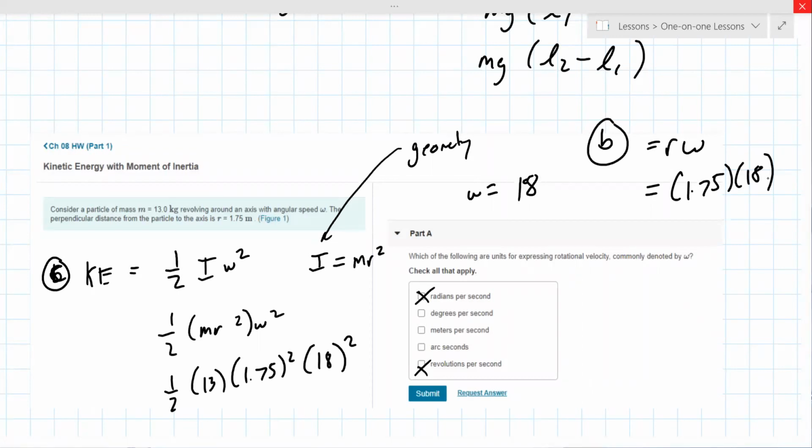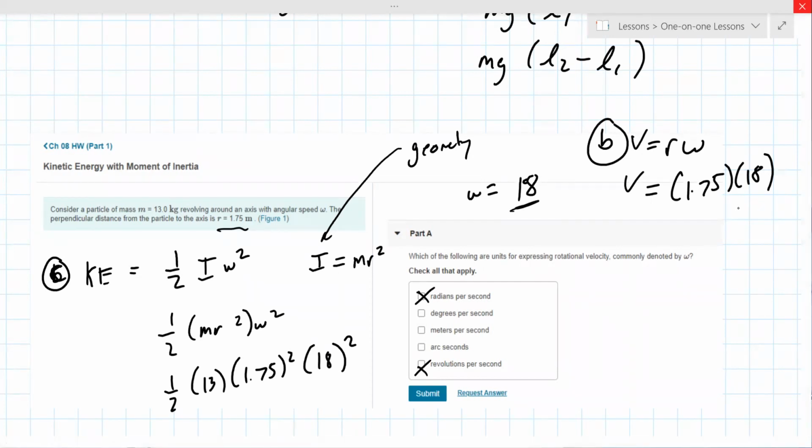Just 1.75 times 18? Yep. R is 1.75, and omega is 18. That's V, and that's in meters per second. 31.5 meters per second for this one. Correct.